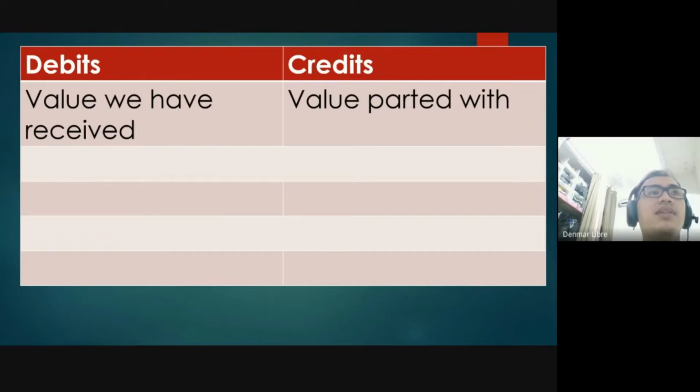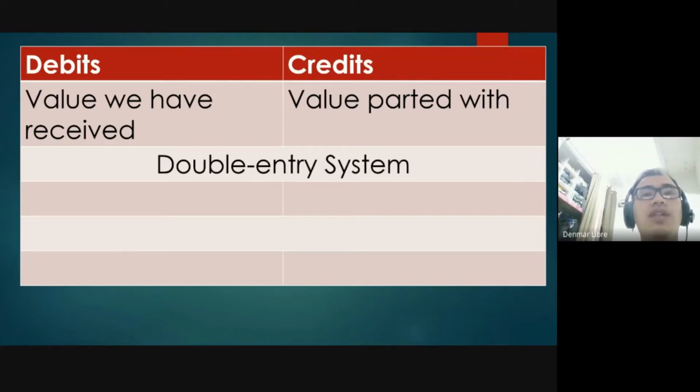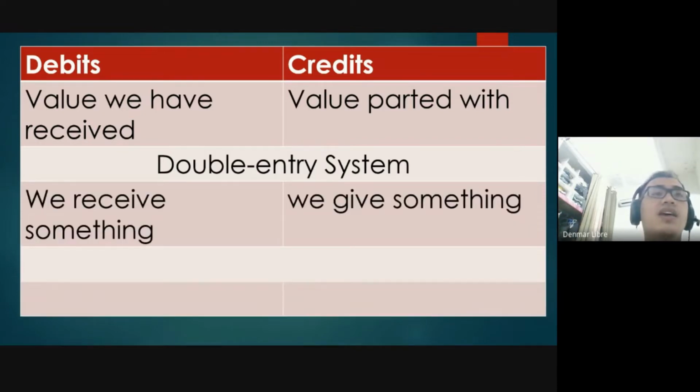Debits are simply the value that we have received, while credits are simply the value that we have parted with. This is according to the double entry system, which means that for every transaction, there are at least two accounts affected. That is, every time we receive something, we also give up something.